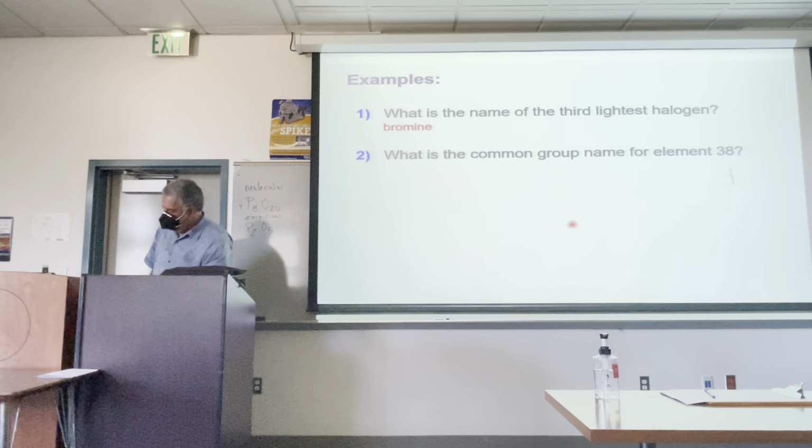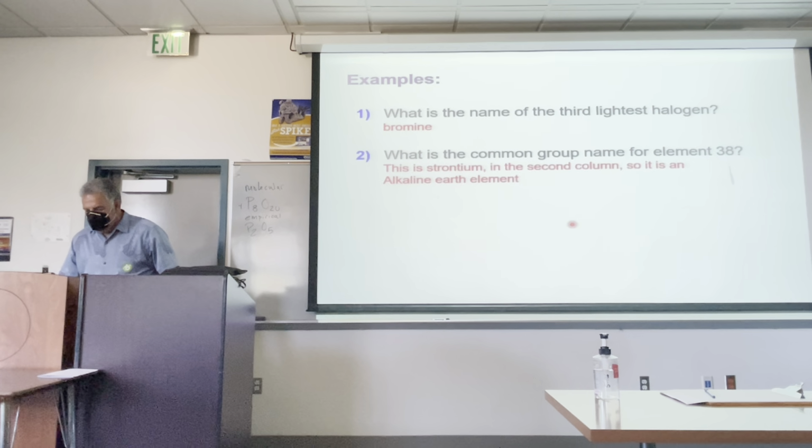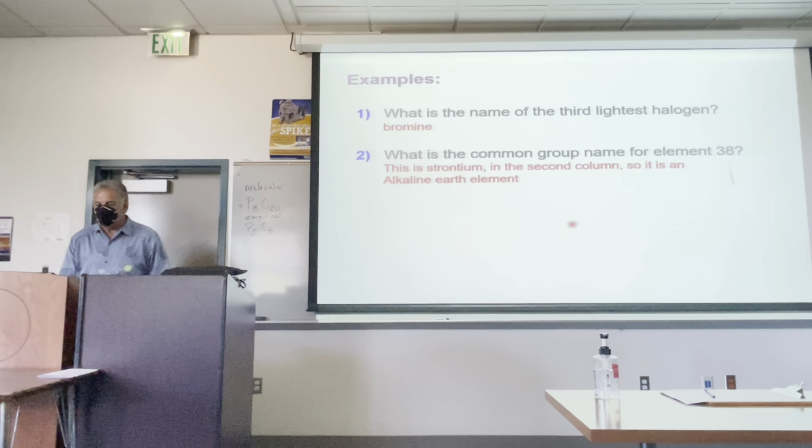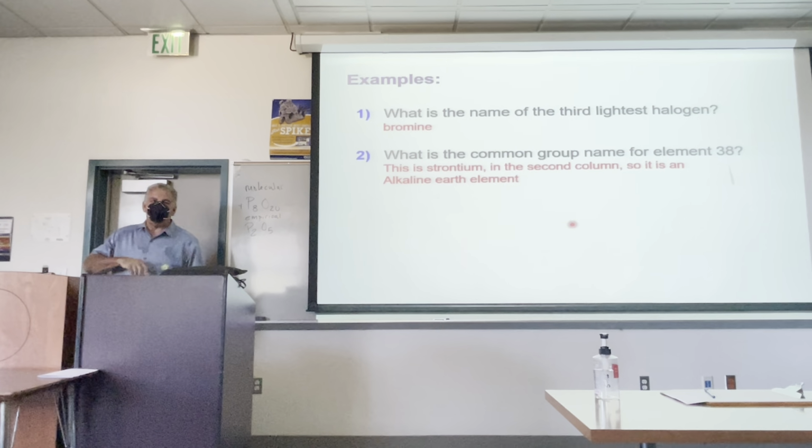Alkaline earth metal. There we go. Strontium is in the second column, so it is an alkaline earth metal. And it also has what charge when it forms a compound? +2. +2, very good.